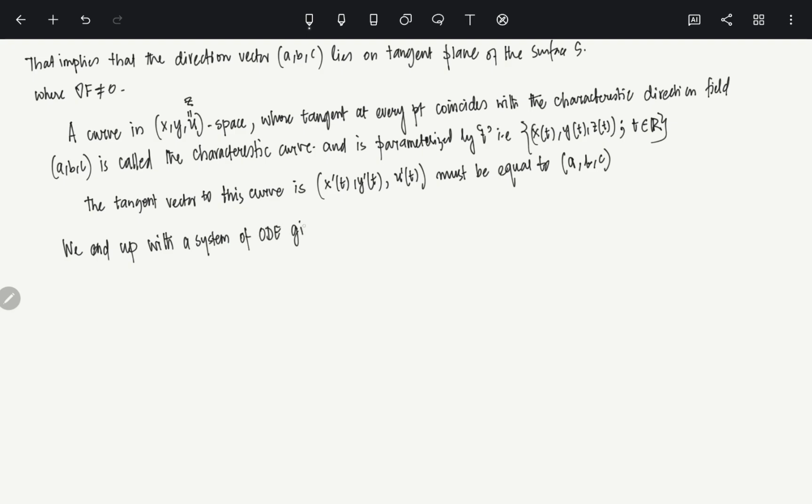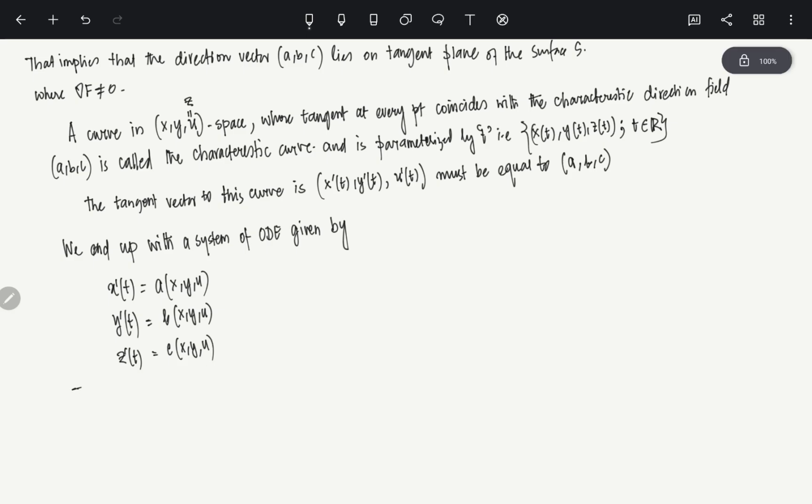Okay, given by, how is it given? Given by x prime of t equals A of x, y, u, y prime of t equals B of x, y, u. Please remember, I am writing x, y like this, but they are all functions of t again. And z prime of t is C of x, y, and u. Is it okay?